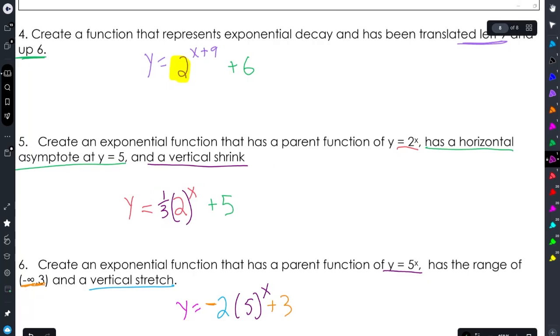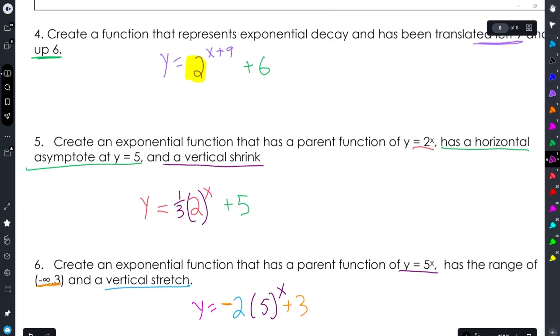All right, so this function has all those characteristics. The only thing that could be different is instead of a 2, it could be like negative 4, negative 11, just a number bigger than 1.